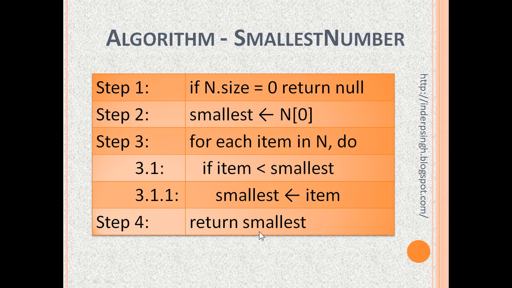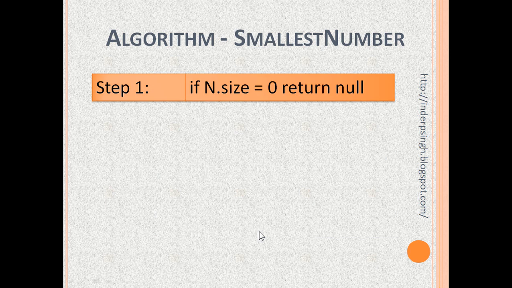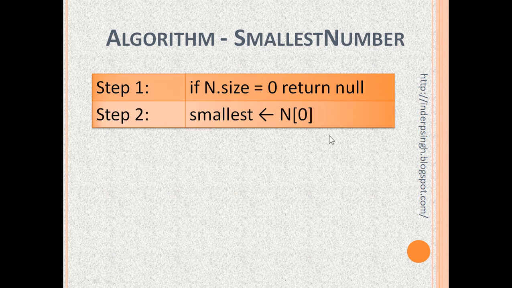Now let us see this algorithm step by step. Step 1. If n dot size is 0, meaning there are no numbers in the list, return the output null. Step 2. Get some space to store a variable called smallest. Assign the first number in the list, which is n0, to smallest. This left arrow means assign.